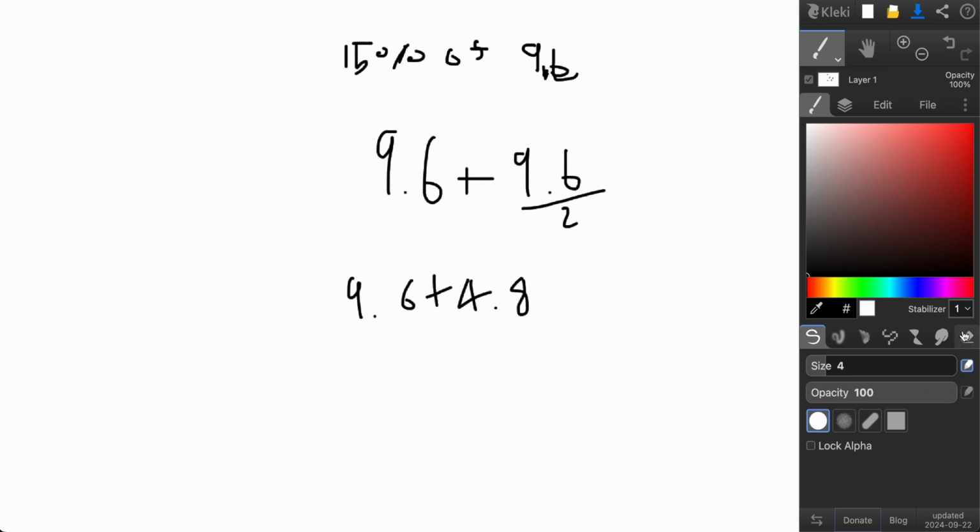Let me just cross that out. And this is another example of using this way of adding. So instead of adding 4.8, we can add 5 and then subtract 0.2. So if you add 5, well, then this is just going to be 14.6, and then you have to subtract 0.2, which equals 14.4.